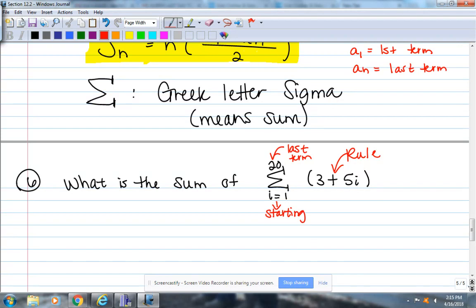Sigma. Okay? But it just means what we want to do is find the sum of this series. That means we're going to add all the numbers from the first term of this series to the last term of this series, which is 20. So we're going to start with 1 and go to 20 and add them all together. Well, here's the rule for it. And we also have this formula for it too.